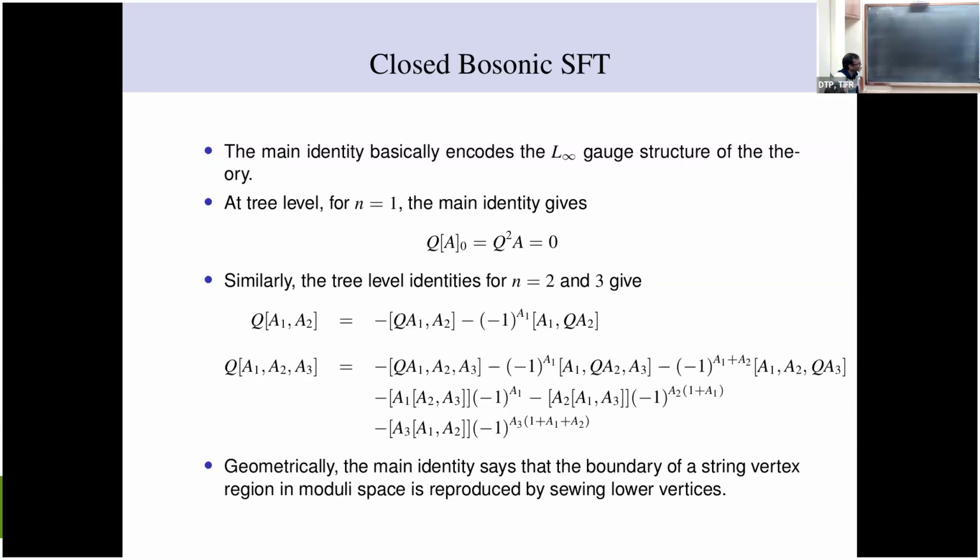So geometrically, the main identity basically means that the boundary of this string vertex region is reproduced by lower vertices.